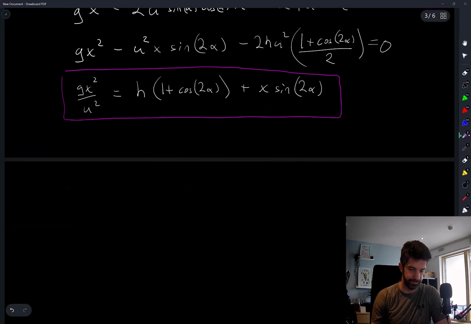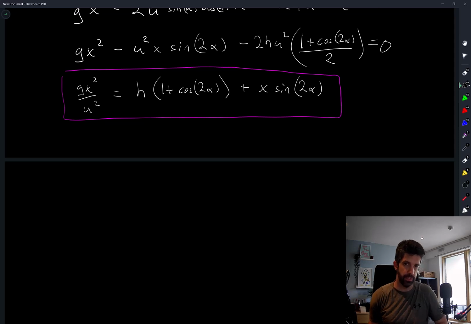We're going to take this expression that t has to satisfy and just manipulate that to get the expression that we want. Okay, so now the next part of the question: show that the greatest value of x as alpha varies occurs when x is equal to h times tan of 2 alpha, and find the corresponding value of cosine 2 alpha in terms of g, h, and u.